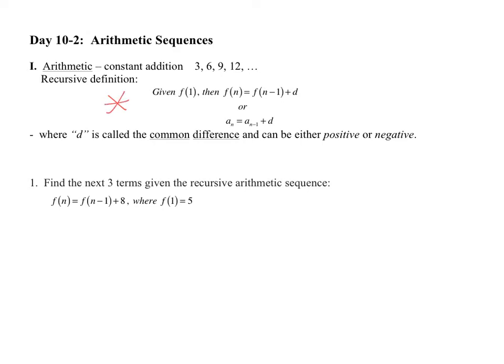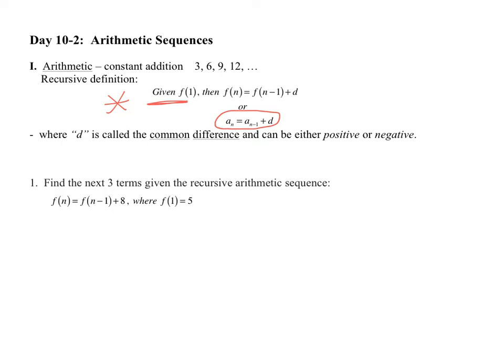And please remember, if you have a recursive definition, the first term has to be given. So they're going to write it two different ways. They're going to say f of n, or they're going to say a sub n. This a sub n method here is more commonly used than f of n. Again, d is called your common difference and can be either negative or positive.